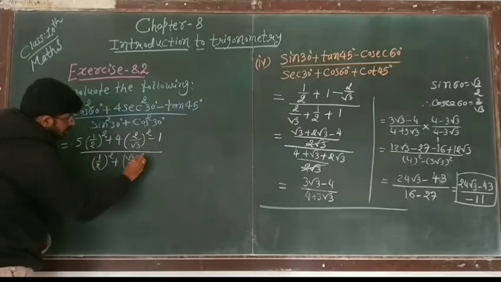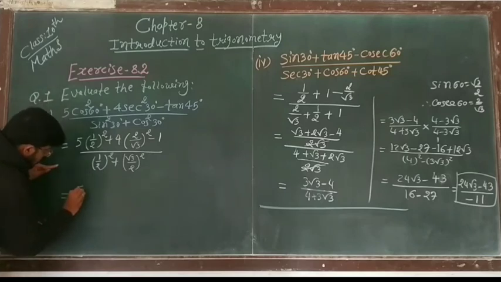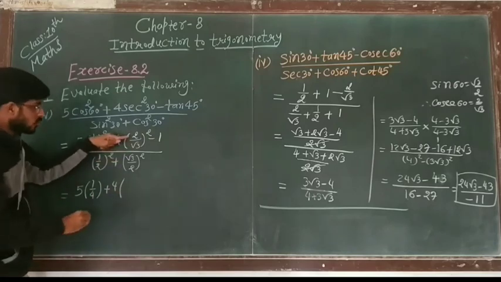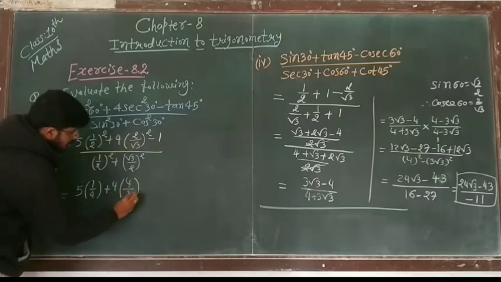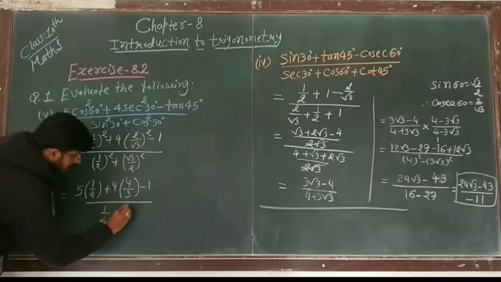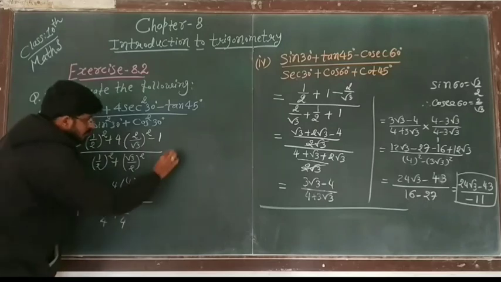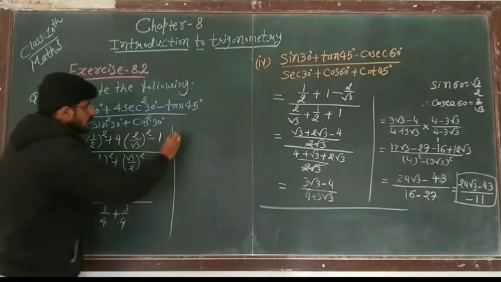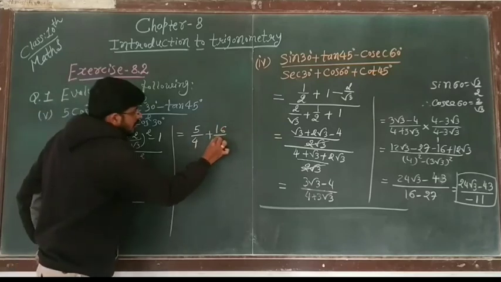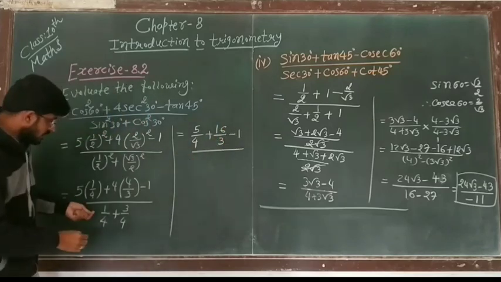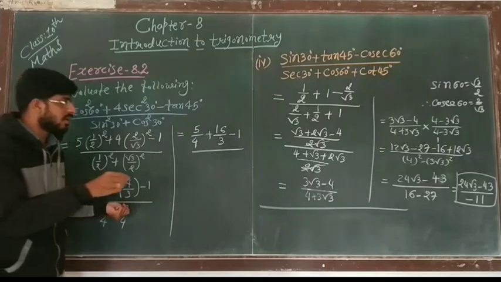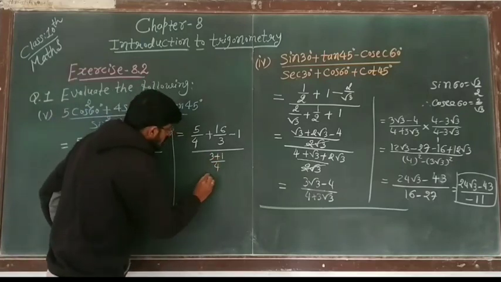So we can write root 3 by 2 square is equal to, now see, 5 bracket 1 by 2 square gives 1 by 4 plus 4 bracket 2 by root 3 square, it means 2 square 4 upon root 3 square 3 minus 1 over, divided by 1 by 2 square 1 by 4 plus root 3 by 2 square is 3 by 4. Now see, simplified. So 5 by 4 plus 4 4s are 16 by 3 minus 1 whole divided by. Now see, here we have to take LCM. So LCM will be 4. So 1 plus 3 will be 4. So 4 by 4 will be cancelled. So it gives 1.